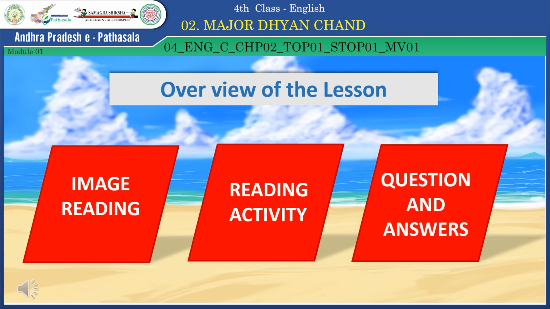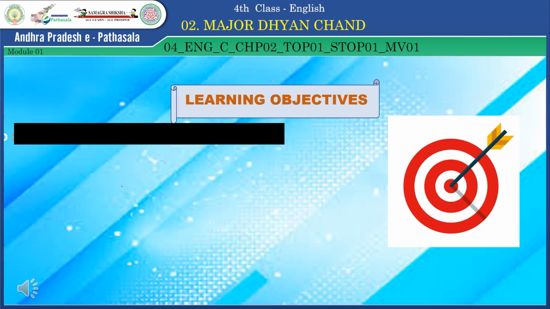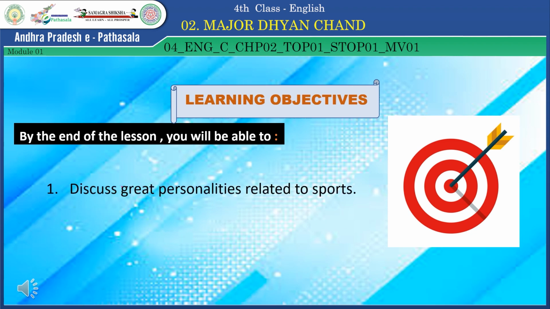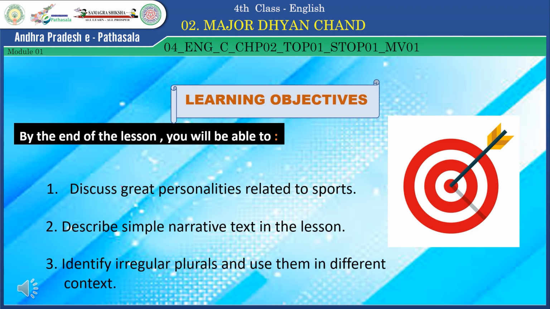Now, let us have a look at the learning objectives of the lesson. Learning objectives. By the end of the lesson, you will be able to discuss great personalities related to sports, describe simple narrative text in the lesson, identify irregular plurals and use them in different contexts.